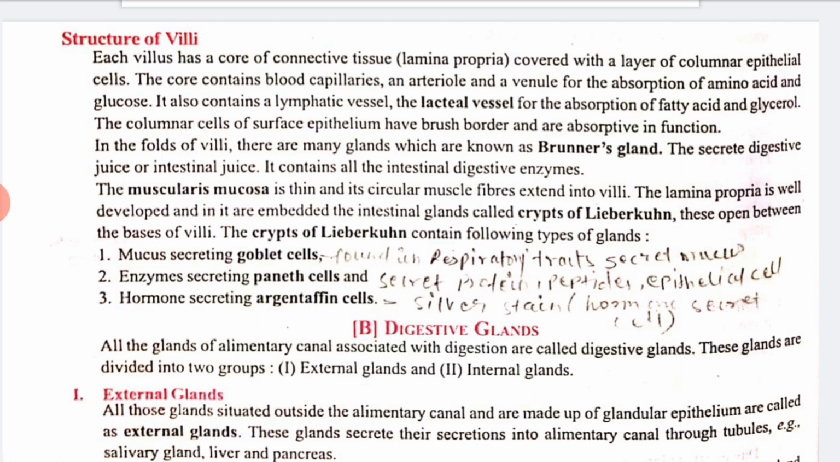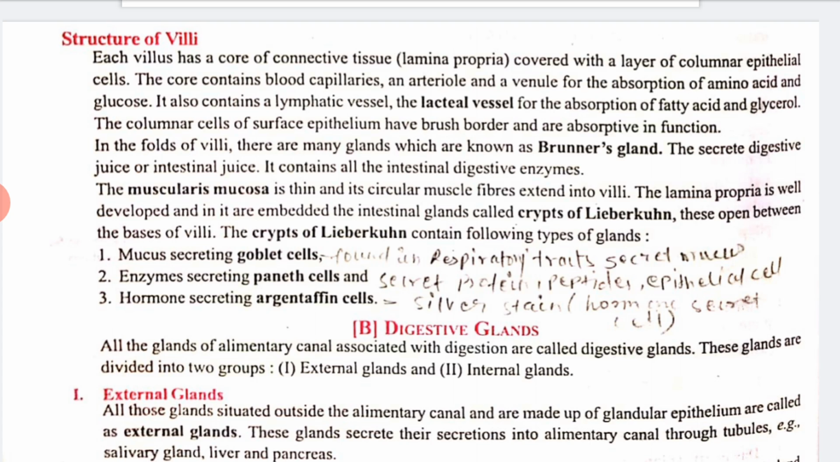It secretes proteins, peptides and enzymes. Next we have the hormone-secreting argentaffin cells. They secrete hormones such as serotonin, which means hormone secretion can be done by these cells. So this is basically the function of villi in the human body.